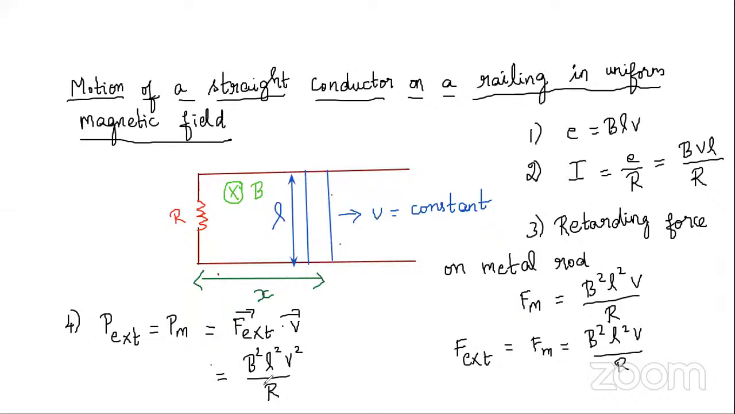So due to the power, you will have some heat dissipation across this resistance. That heat dissipation can be represented as I squared R. So I think I can write here the heat dissipation across the rod.